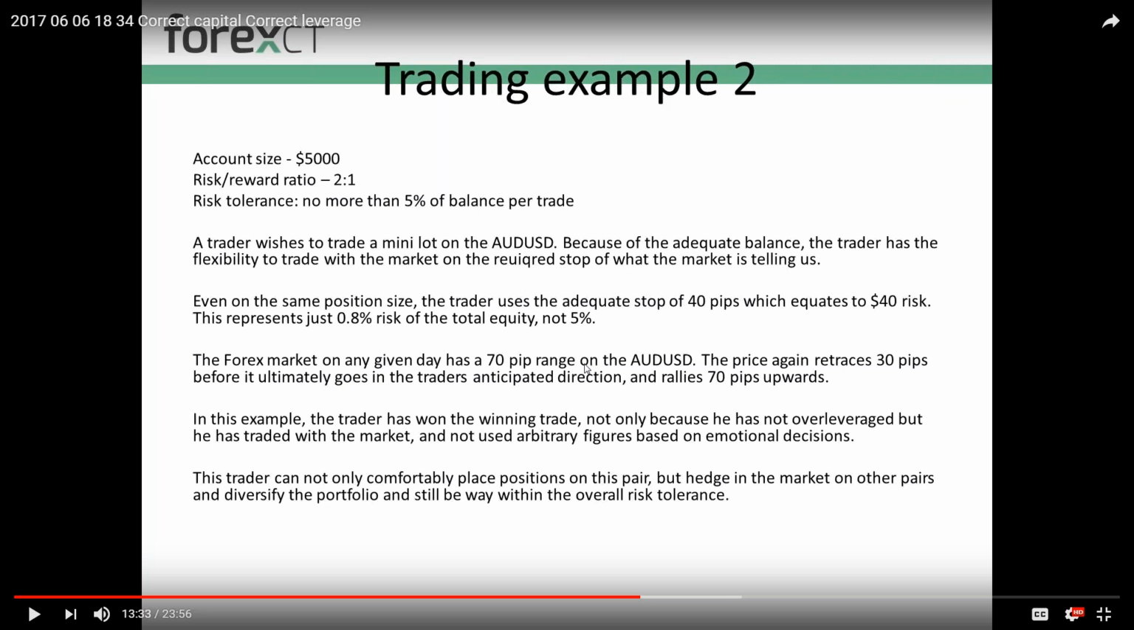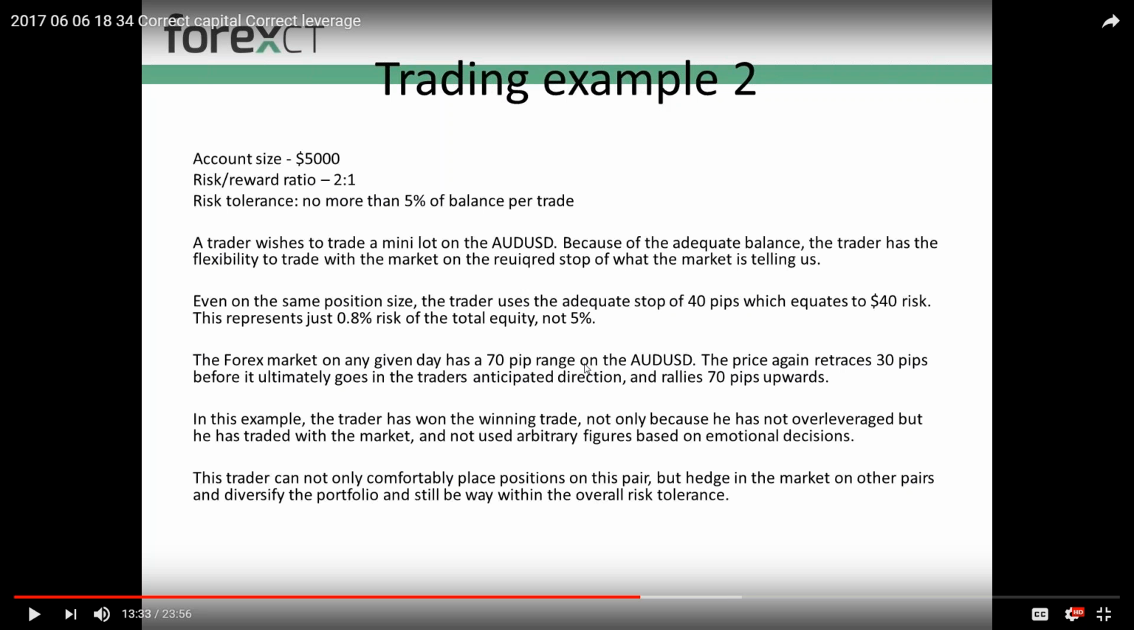Now, because of the adequate balance, the trader has flexibility to trade with the market on the required stop of what the market is telling the trader to do. Even on the same position size, the trader uses the adequate stop of 40 pips, which equates to $40 risk. This represents just 0.8% risk of the total equity, not 5%, as the earlier example alluded to.